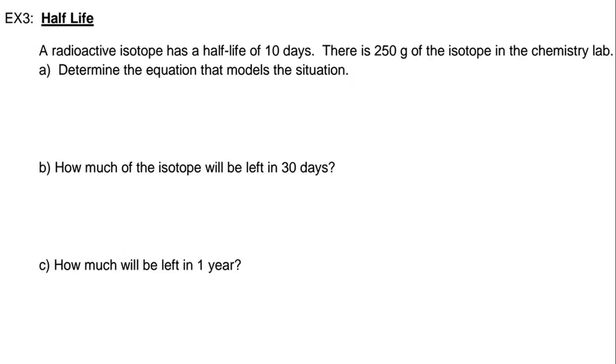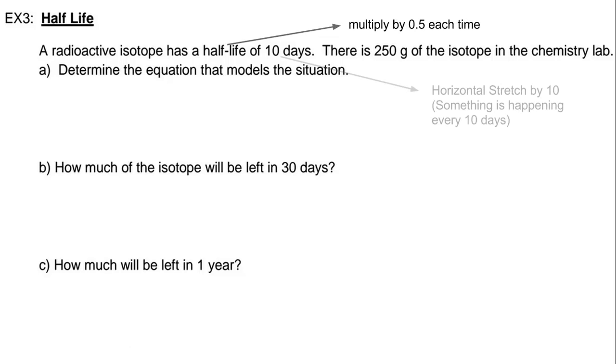Next question is half-life. Half-life in itself is not too complicated. There's going to be something in this question that I really want to talk about. Radioactive isotope has a half-life of 10 days. The half-life means we multiply by 0.5 each time. And how many times do we do it? Like, we do it every 10 days. We want to multiply by 0.5.